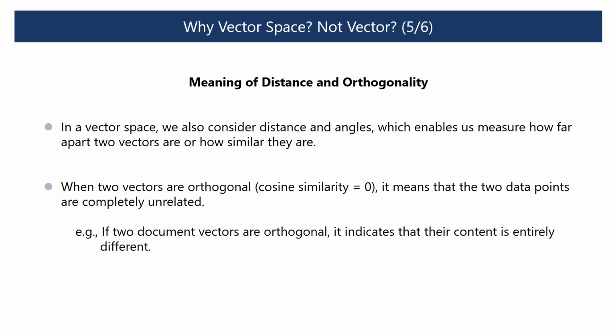Third, meaning of distance and orthogonality. In a vector space, distance and angles are also considered. Without the concept of a vector space, we would not be able to measure how far apart two vectors are, or how similar they are. Specifically, when two vectors are orthogonal, that is, the cosine similarity equals 0, it means that the two data points are completely unrelated. For example, if two document vectors are orthogonal, it indicates that their content is entirely different.